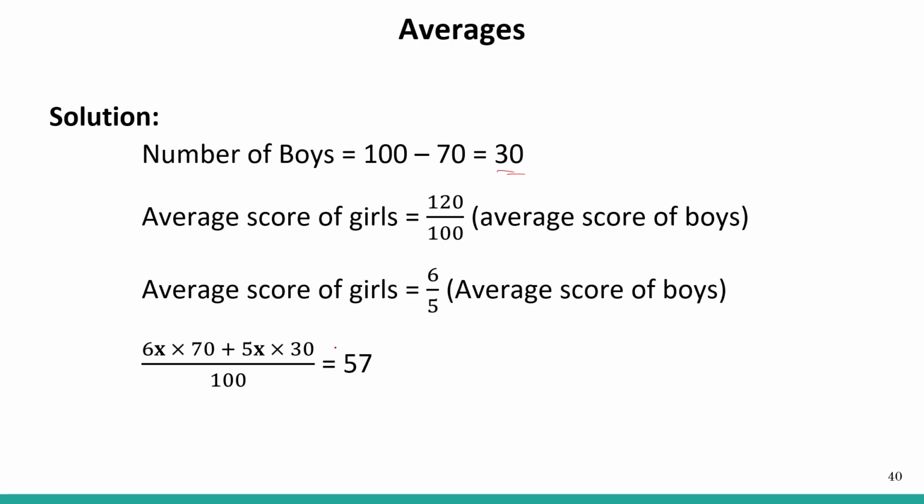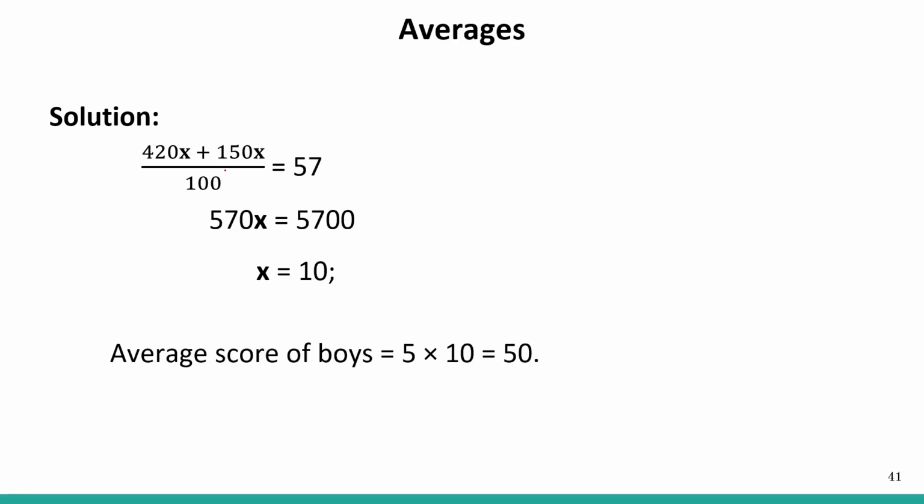So (6x into 70 plus 5x into 30) whole by 100 is equal to 57. So (420x plus 150x) by 100 is equal to 57. So 570x is equal to 5,700. So x is equal to what? 10. So the average score of boys is equal to 5 into 10 is equal to 50. So the average score of boys is 50.